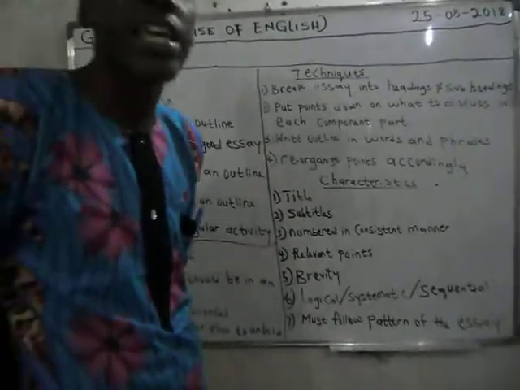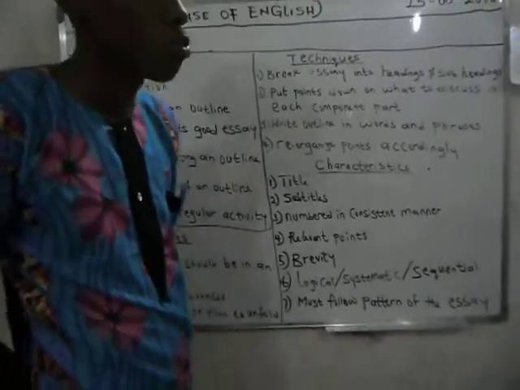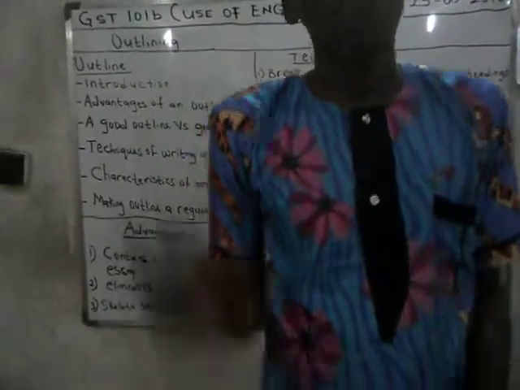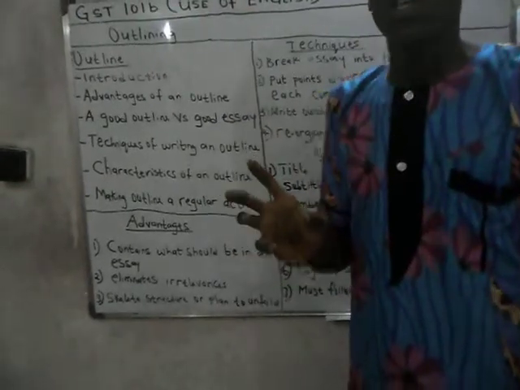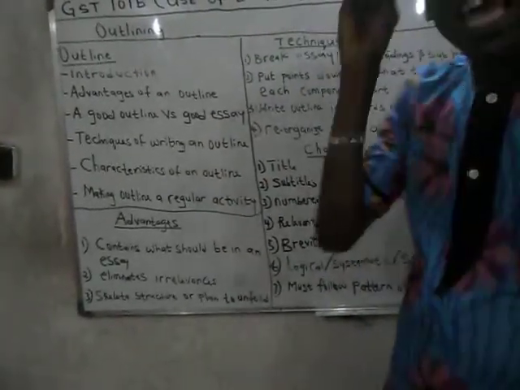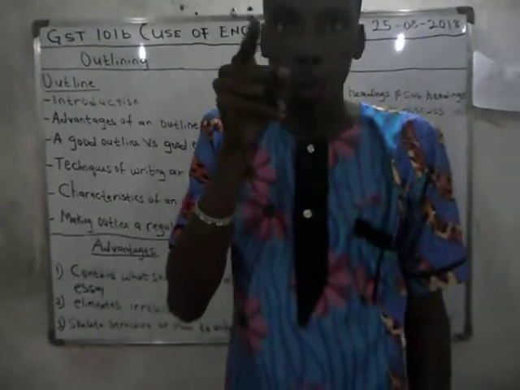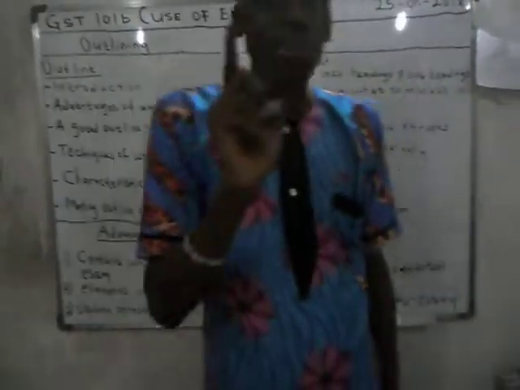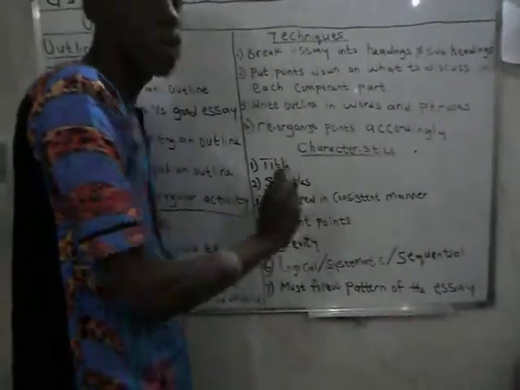Now, an outline must have a title. Without a title, you can't call such a thing an outline. Remember that we said it's an outline that gives you an essay. So now, most times, the topic of the essay you are to write serves as the title of your outline.